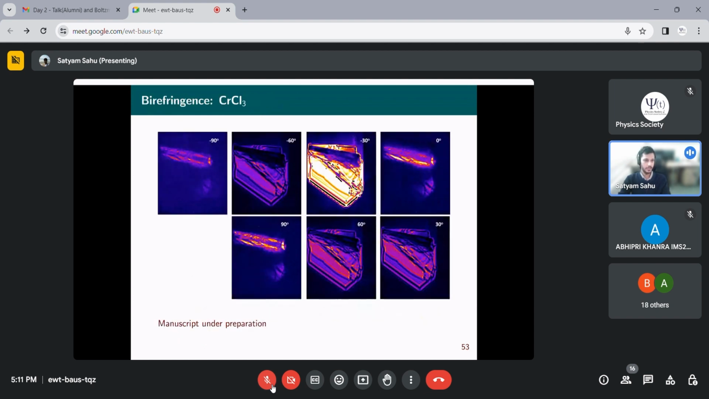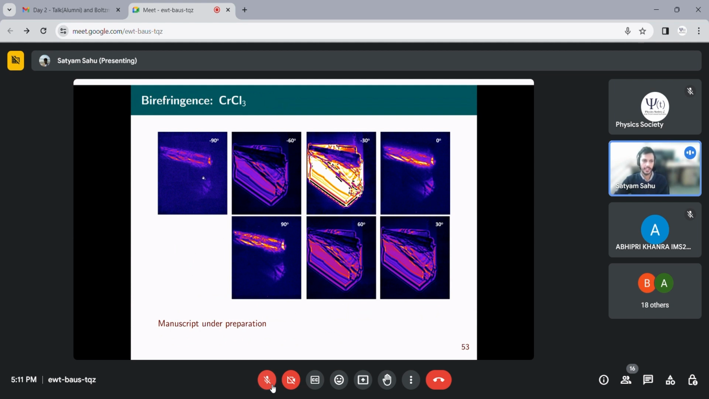Then we are also trying to study the birefringence effect. If you know, for different materials there is something called the anisotropy, and as a result of the anisotropy along the different directions, you can have the different refractive index. And that's what we are trying to study. We shine the light at different polarizations and at different angles, and then we try to see how the intensity of the flake is changing.